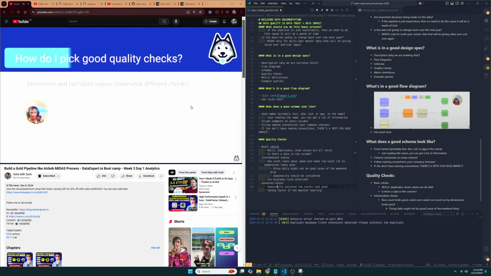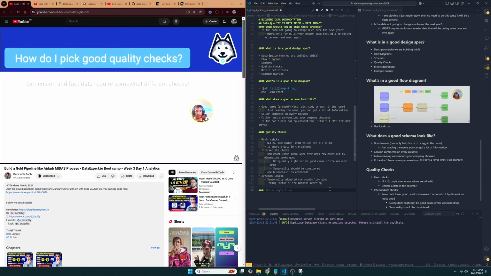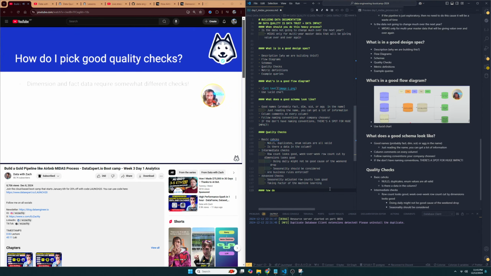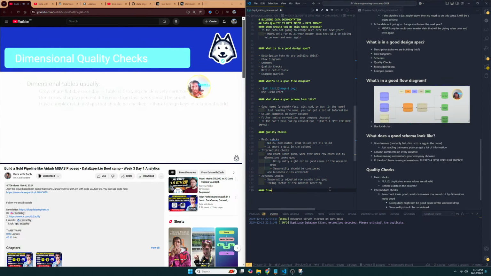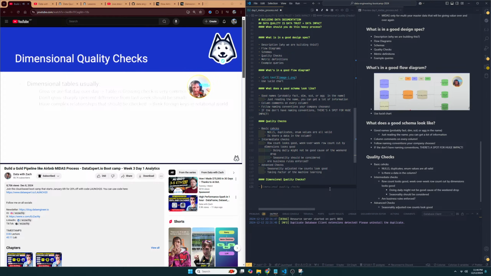So how do you pick quality checks? Dimension and fact tables generally require different quality checks. We'll go over that real quick here. Dimension tables, generally speaking, either grow every day or they're flat. Especially if you're doing cumulative table design, then they should be growing or flat every day. So a very common check for dimension tables is table is growing, which is: are there more rows today than yesterday? It should almost always be an up and to the right trend.